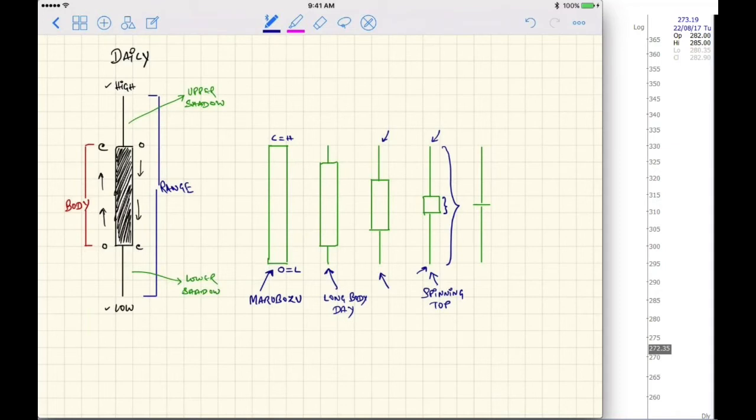But end of the day, who wins? Essentially, no one wins because the body is very small. So this tells us that there is not much clarity in terms of who has the upper edge, who has the upper hand. Is it more of a bullish day or a bearish day? Can't say.